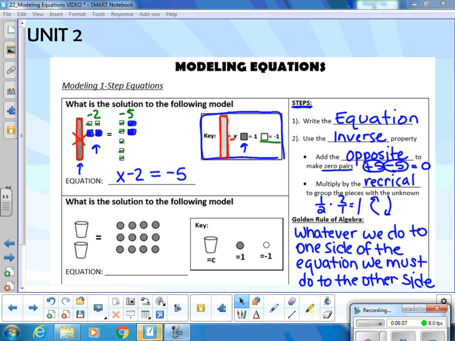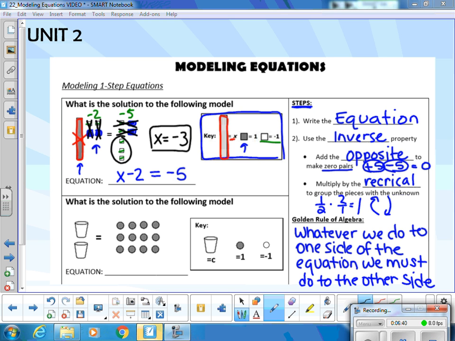So if I have a positive 1 and a -1, that makes a 0 pair here. This makes a 0 pair here, this makes a 0 pair here, and this makes a 0 pair here. Now I have my x by itself on this side, and on this side I have 3 negatives left. So that means the answer to my equation, my x, has to be -3 because there's 3 negatives left.